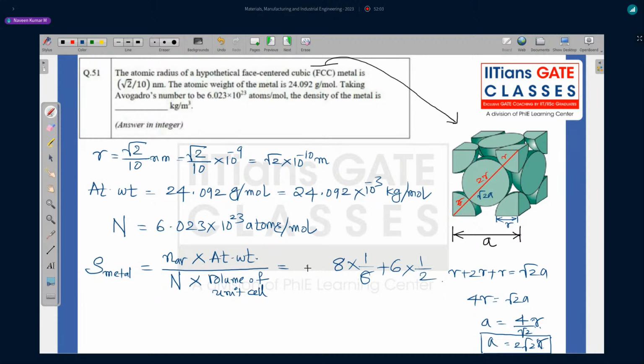So what is the average? This is NAV, I'm just calculating. 8 into 1/8 is 1, plus 6 into 1/2 is 3. So the total average number of atoms is 4. Sorry, not 1/4, I'm sorry, 4. So the total number of atoms in this unit cube is 4, and that is your NAV. Okay, let's erase this and just write that as 4.